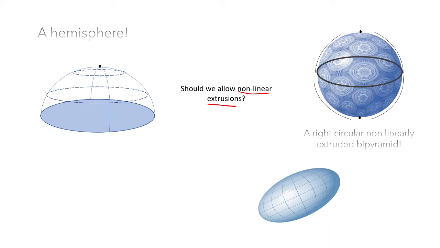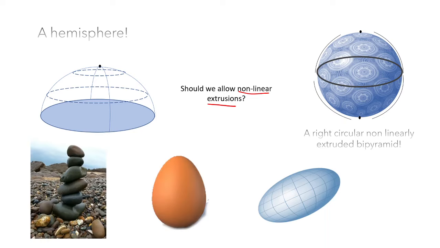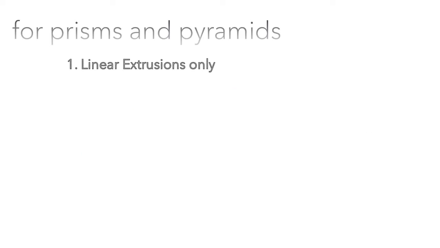And not only this, you will get these ellipsoids and the egg and even these stones. You can start to think of these shapes in terms of bipyramids. This is going way too general. I would love to go that general, but then how would I develop the mathematics about it? So I restrict myself there, and for prisms and pyramids, I say linear extrusions only, and I can allow non-polygonal bases. That's okay, but extrusion should be linear.